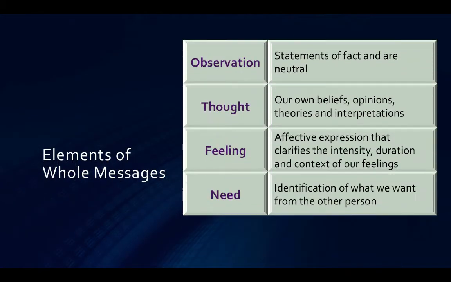All right, let's look at the elements of a whole message. Observation: these are statements of fact. They're neutral. Thought: our own belief. Opinions, theories, interpretations. Feelings are affective expressions that clarify the intensity of what we're feeling. They might also clarify the duration and the context. And then finally, the need statement is what we need from the other person as a result of the message we've just sent. So that's the big picture. Let's dig down a little deeper.